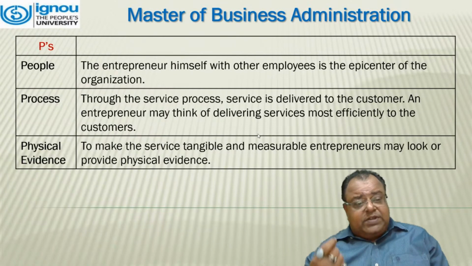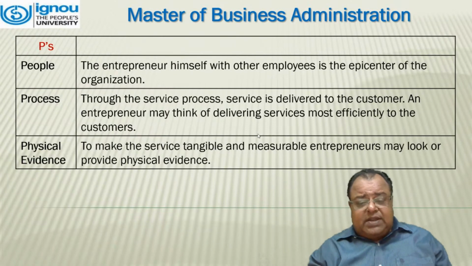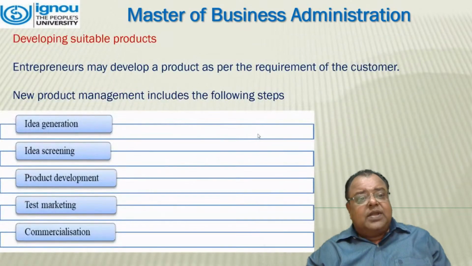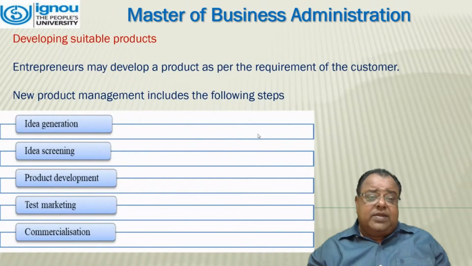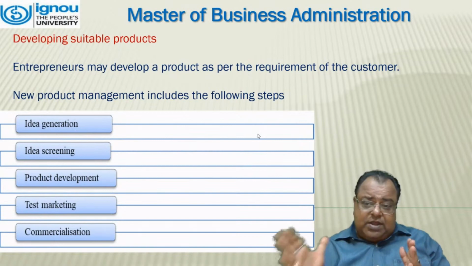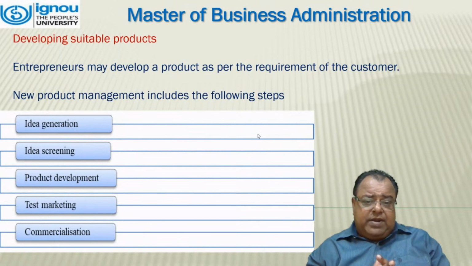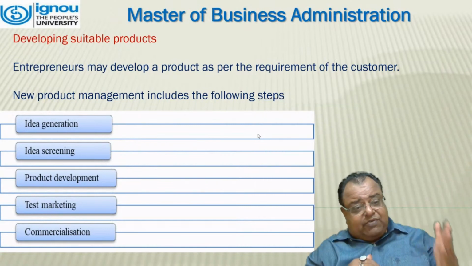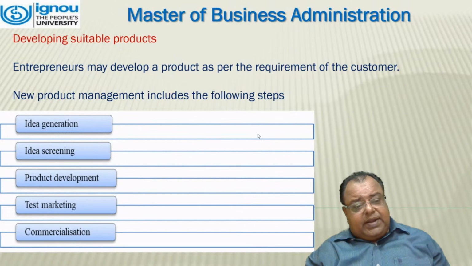And the seventh part is physical evidence. To make the service tangible and measurable, entrepreneurs may look to provide physical evidence. How is the developing of a suitable product done? Entrepreneurs may develop a product as per the requirement of the customer. A new product management includes the following steps. That is idea generation, idea screening, product development, test marketing, and then comes the commercialization.